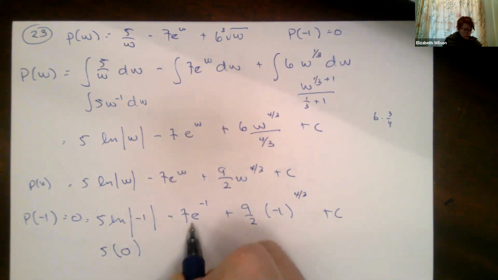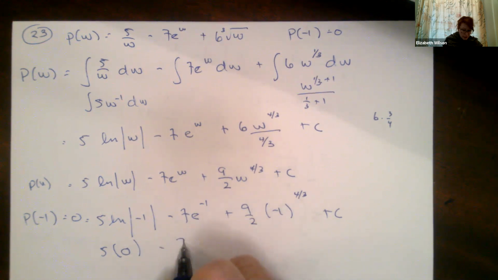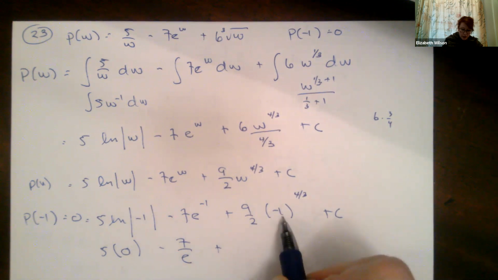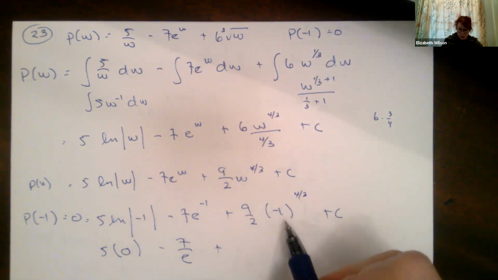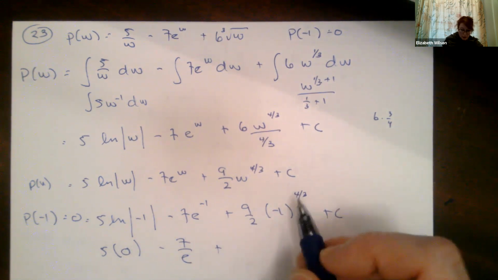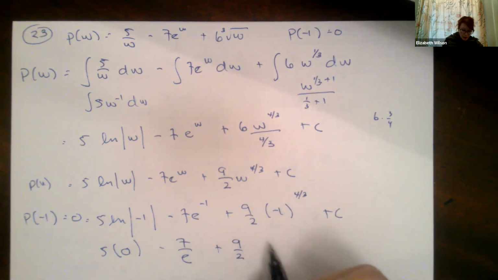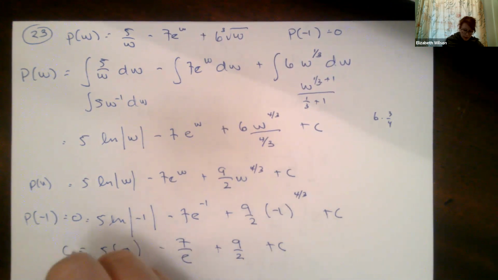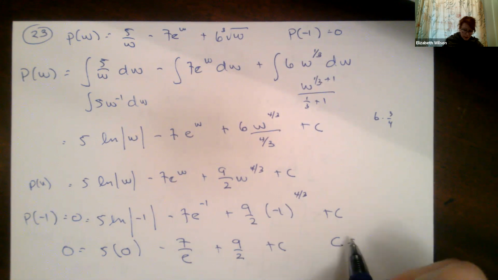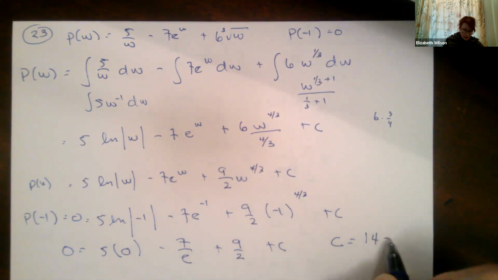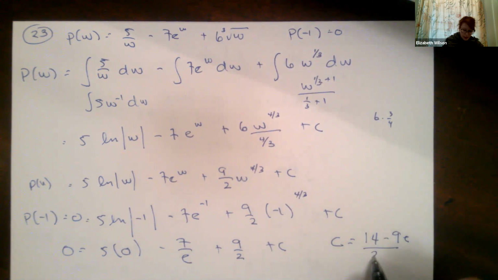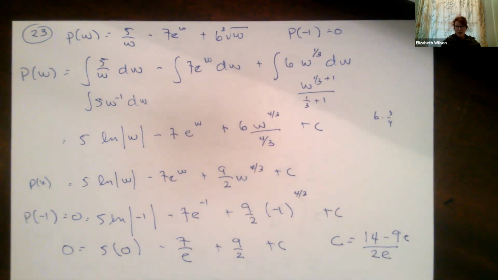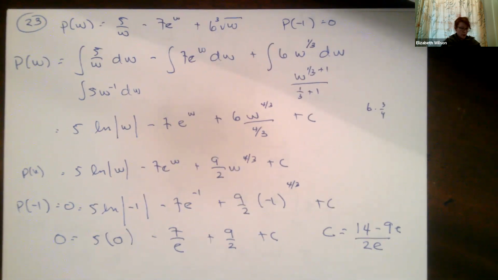And then this here is just a number. This is -7 all over e. We're going to leave it in terms of e. And then the cube root of -1 is -1, but raised to the 4th power becomes positive. So it becomes +9/2 and then plus c. So I'm just going to combine things, right? And then ultimately, I think this was equal to 0. And I think when I combined it all, I got c equal to 14 minus 9e all over 2e. And you may get something slightly different if you're cleaning things up or combining your fractions a little bit differently.